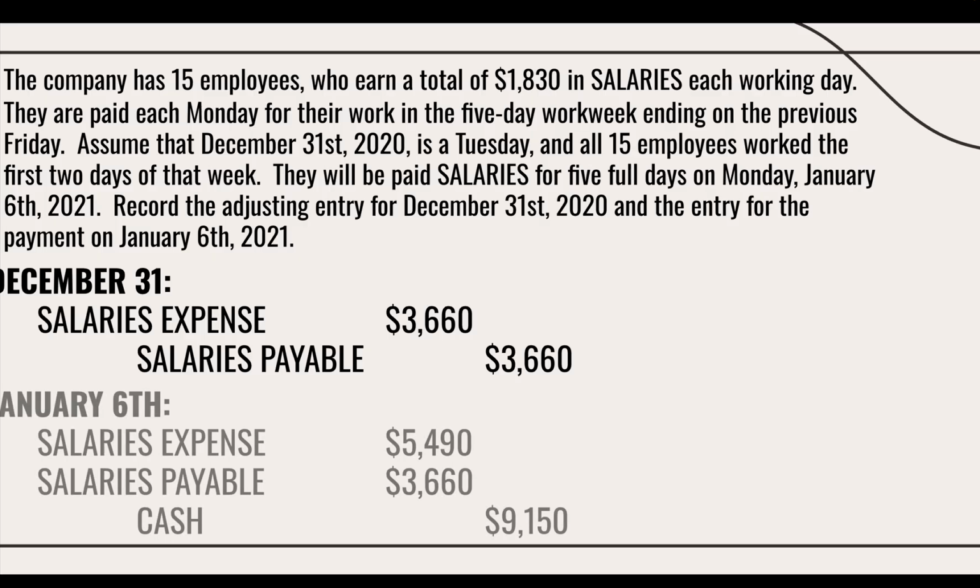Okay, so that's a debit to salaries expense for $54.90. That's the 3 days, Wednesday, Thursday, Friday. Closing out the payable, they no longer owe that $36.60 anymore. And then a credit to cash because 1,830 times 5 days is 9,150.